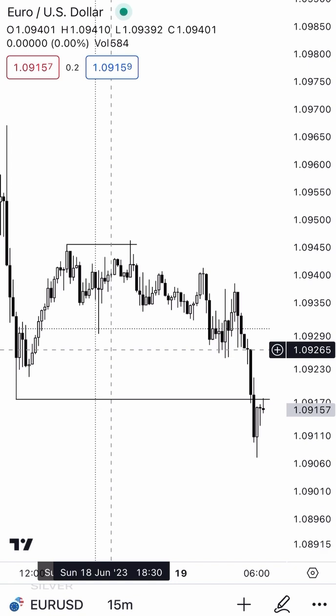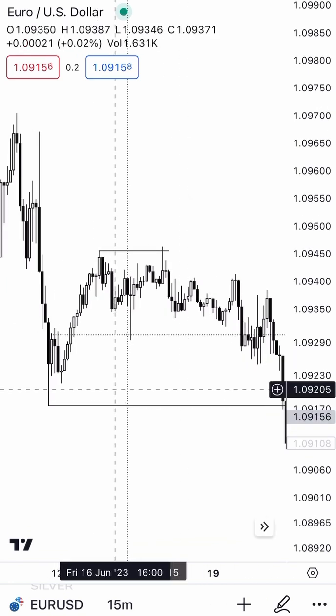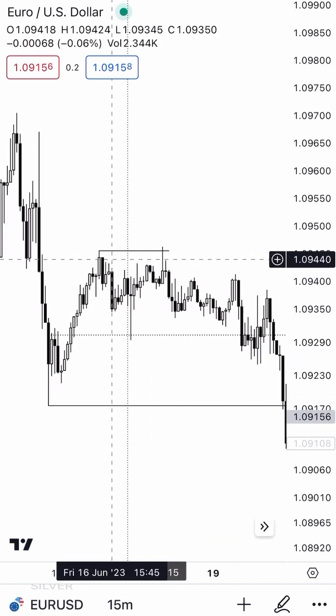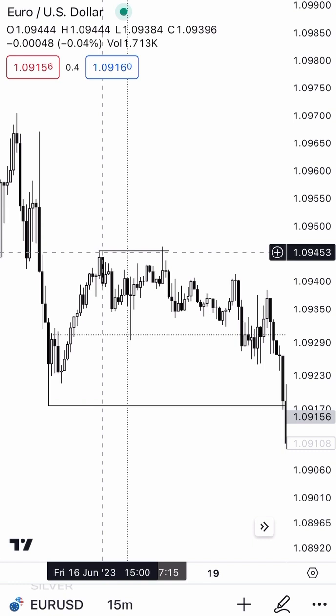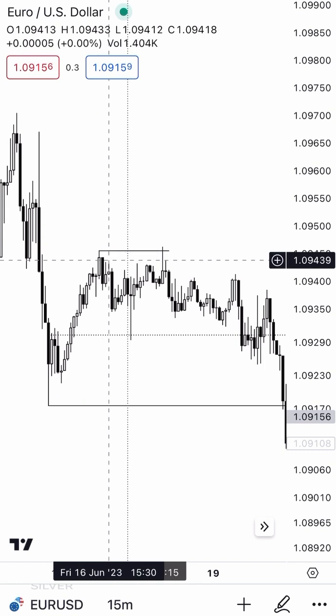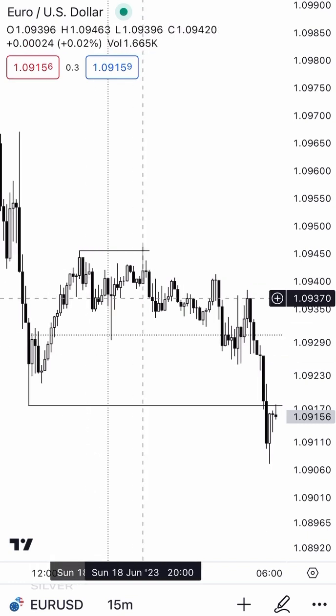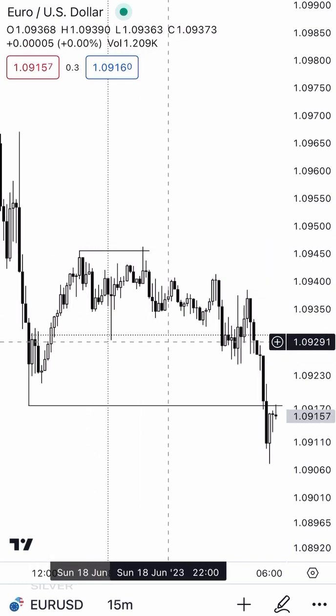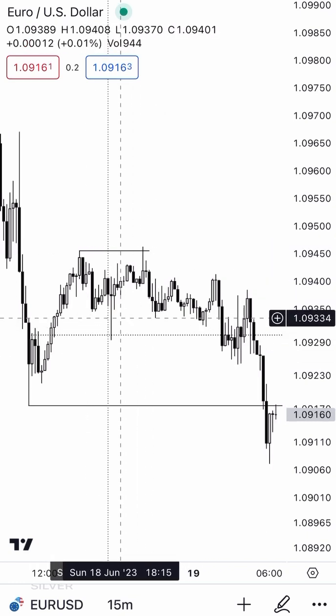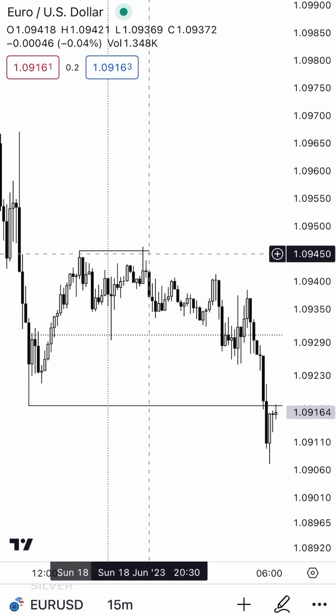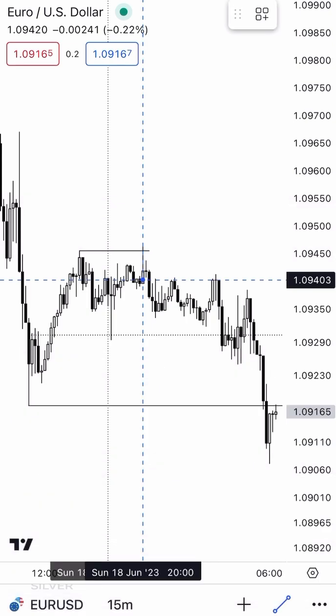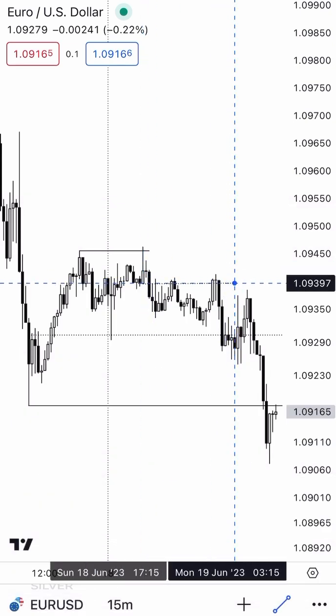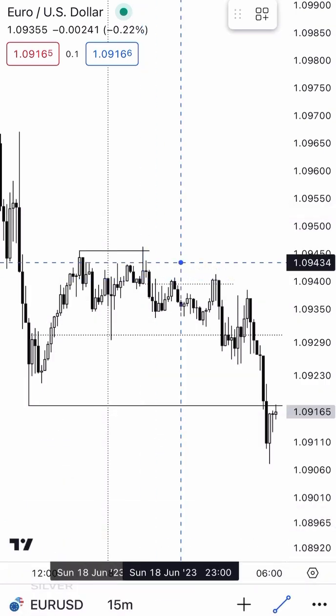So, range high taken out, turtle soup, into a higher time frame PDRA, which I will leave for you to discover. Turtle soup, breakdown, shift in momentum from bullish to bearish. Retrade into order block, which is also a turtle soup, right?